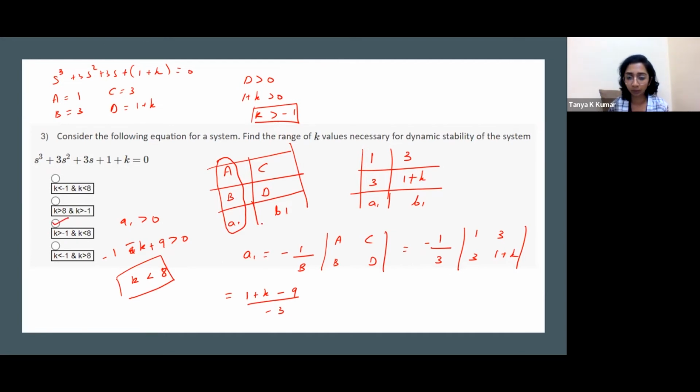So this is how you make the Routh table, and the criteria is that the first column of the Routh table must be positive. For a third order equation, you get only 3 rows, but as the order increases, you get more rows, and all quantities in the first column must be greater than 0. That is the condition for dynamic stability, for stability.